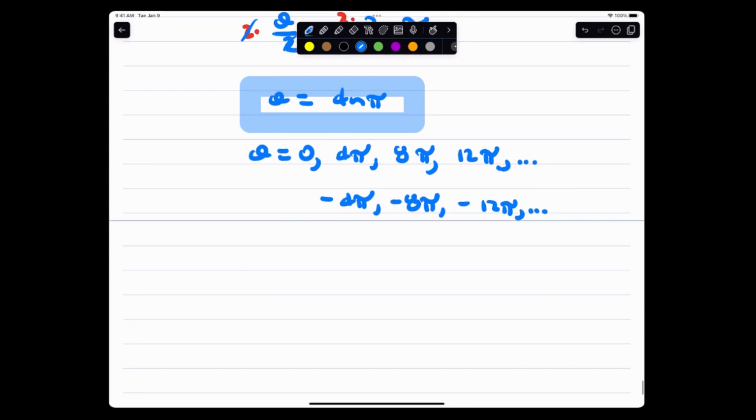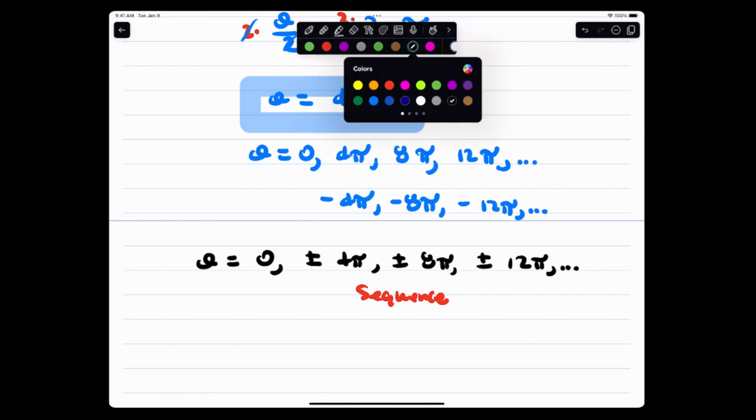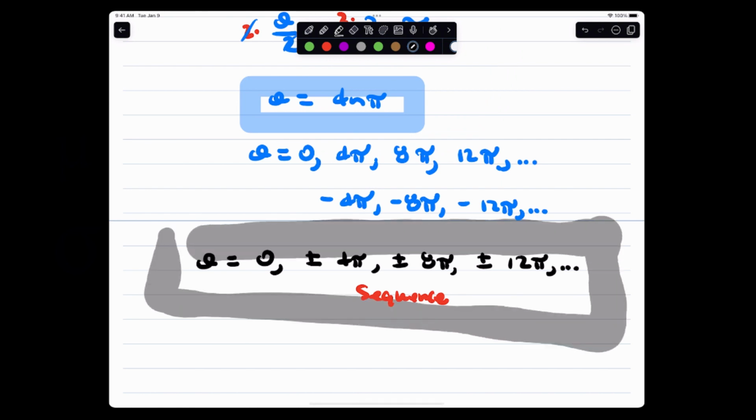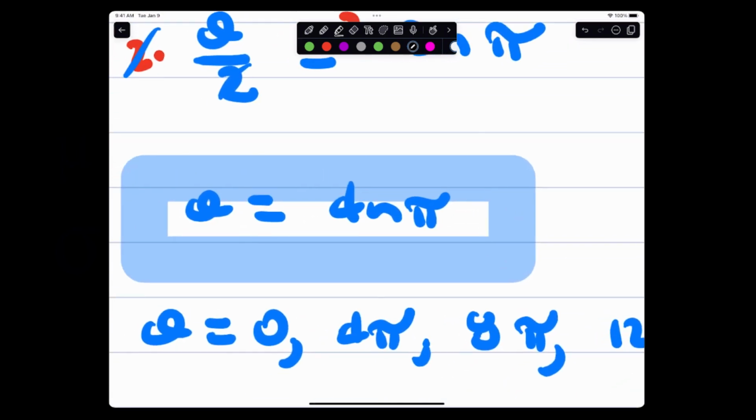And then all together in back of the book, you might see 0, and then they say plus or minus 4 pi, plus or minus 8 pi, plus or minus 12 pi. They actually give you your answer this way, and this way is another way of describing a sequence. This is still a sequence of solutions. You might look in back of the book and go, oh, they did this? This is all the solutions? Yeah, it's in the form of a sequence. It's a different way of writing a sequence. This is the formula for the sequence.